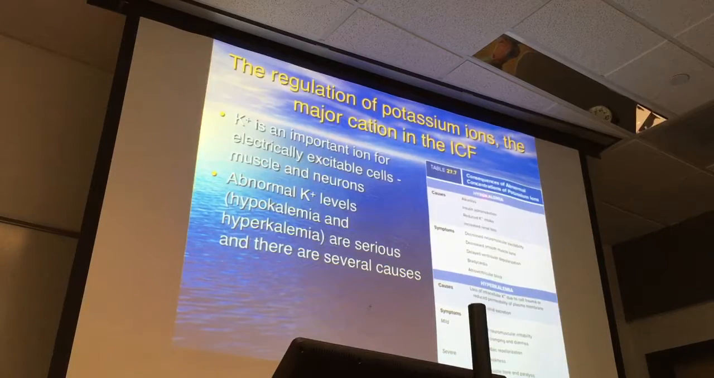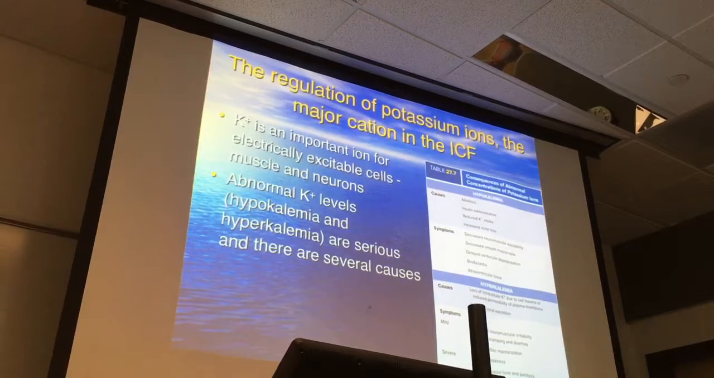I said calcium, but it's potassium. Too much potassium, hyperkalemia: decreased neuromuscular excitability, decreased smooth muscle tone, delayed ventricular depolarization. Skeletal muscle, smooth muscle, cardiac muscle, bradycardia, and atrioventricular block are also cardiac. So too much potassium in your extracellular fluid has those causes and those symptoms.